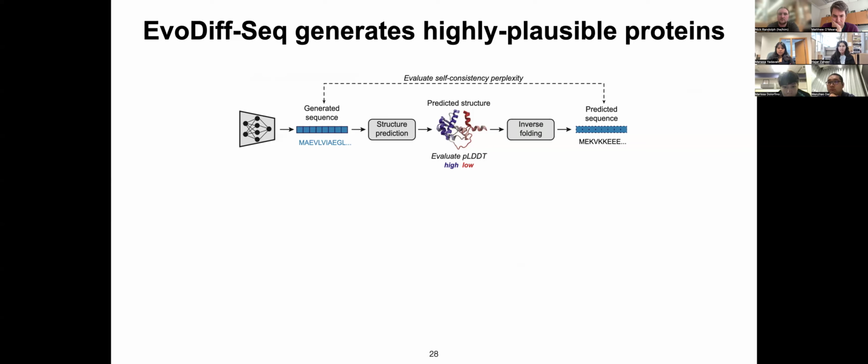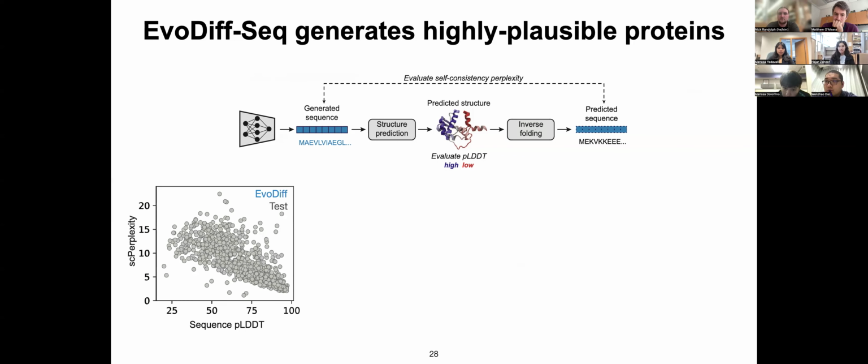Okay, so we adapt this scheme that's being used in the field of protein validation, and we take a generated sequence from our model, run it through some structure prediction. In this case, we're using OmegaFold. That gives us a pLDDT value, which is a confidence in how true this predicted structure is. We then pass this structure through inverse folding software. In this case, I think we ended up using ESM-IF. That gives us a predicted sequence, and we evaluate the self-consistency between the predicted sequence and the original sequence.